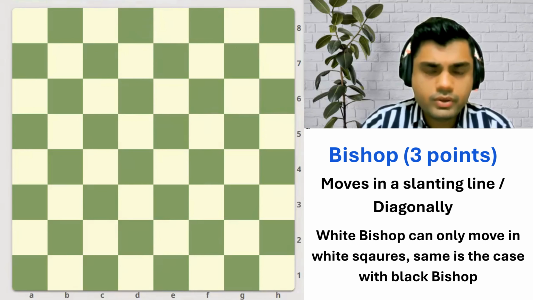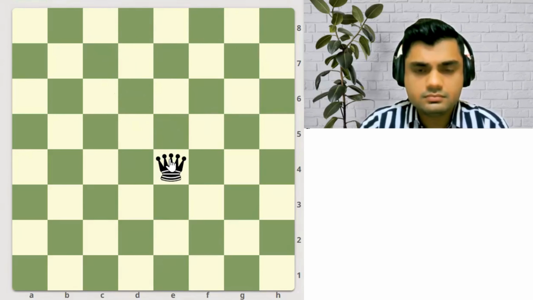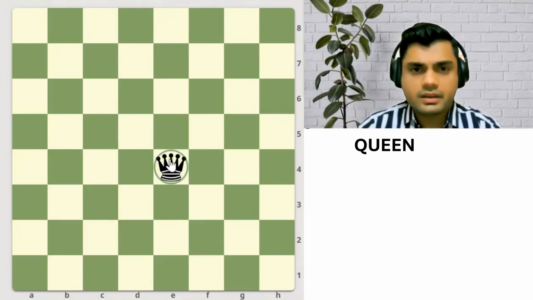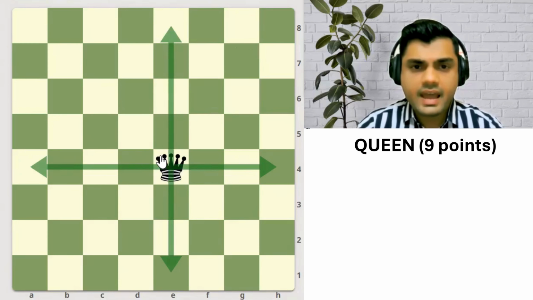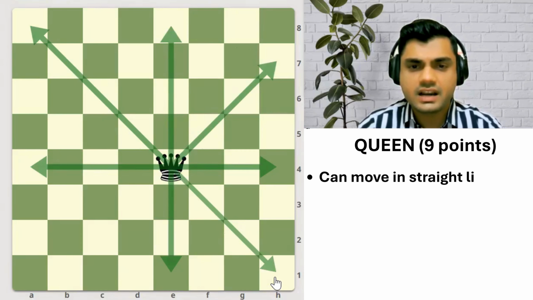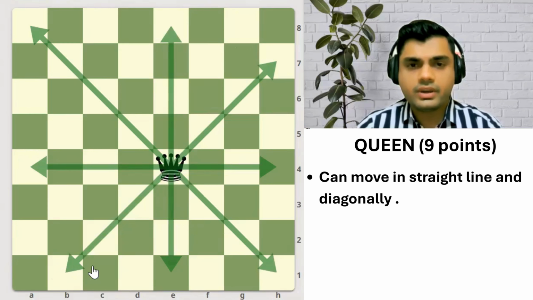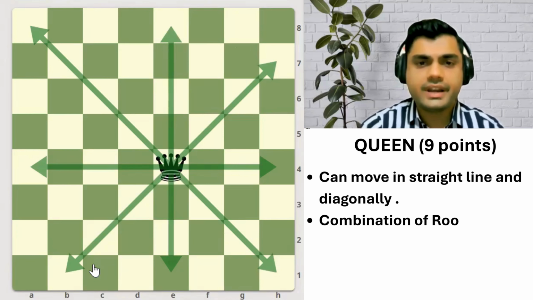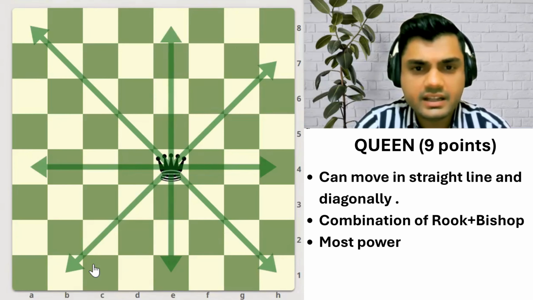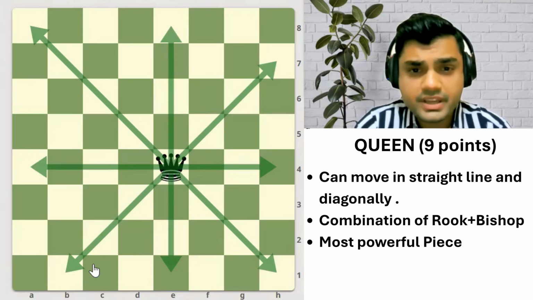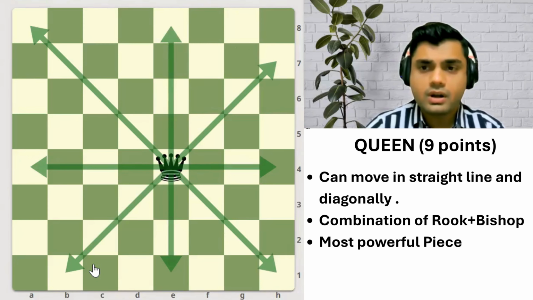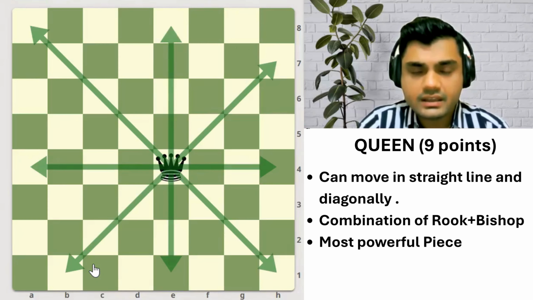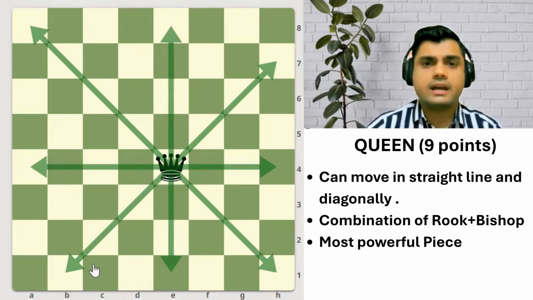Now moving on to the queen. Queen can move straight as well as in diagonal, or we can say in slanting line. Which means queen is nothing but just the combination of a rook and a bishop.